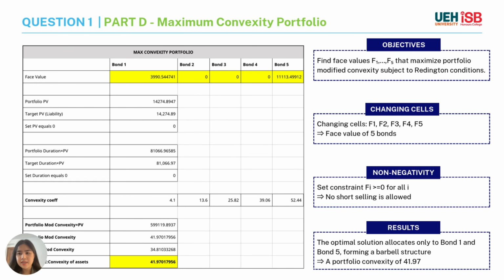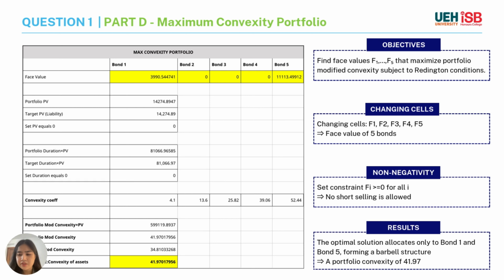Now I will present parts D and E, where we optimize portfolio convexity under Redington immunization. For part D, our objective is to maximize portfolio convexity while still satisfying the two Redington conditions. The present value of assets must equal the present value of liability, and the duration of assets must match the duration of liabilities. In addition, we impose a non-negativity constraint, meaning that short selling is not allowed. Using Excel Solver, we set the objective to maximize modified convexity with the decision variables being the face value of the five bonds, subject to the present value matching and duration matching constraints.